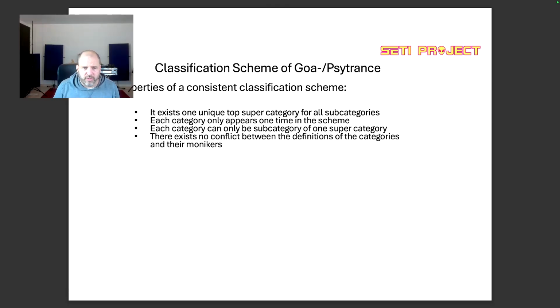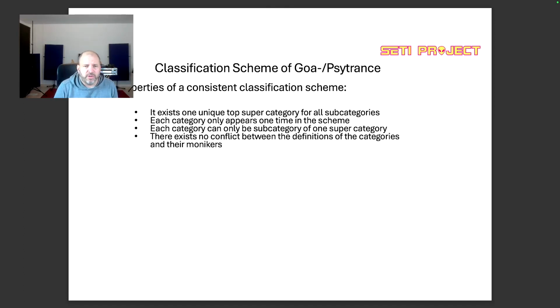And now, of course, each category can only appear one time in the scheme. That's quite natural. Each category can only be a subcategory of one super category. This is like a consistent tree that I want to create.